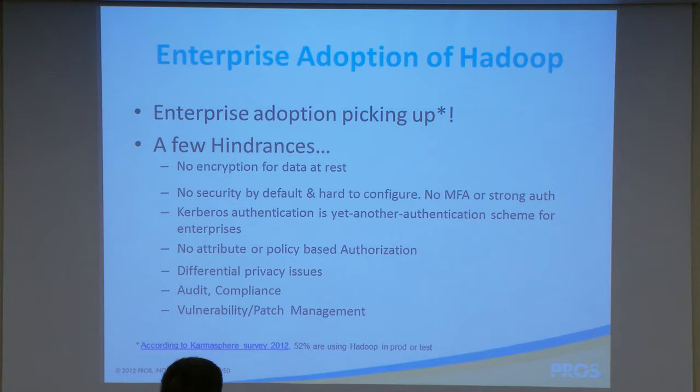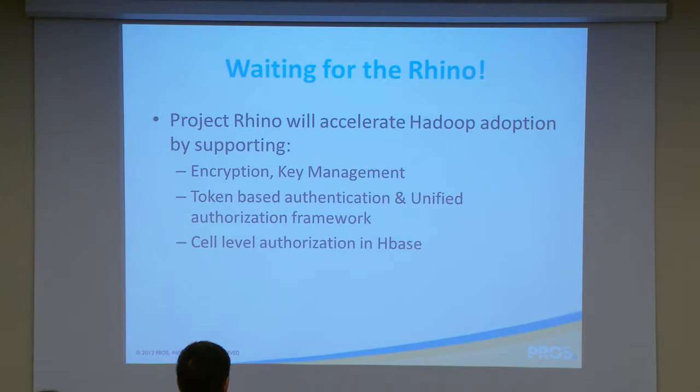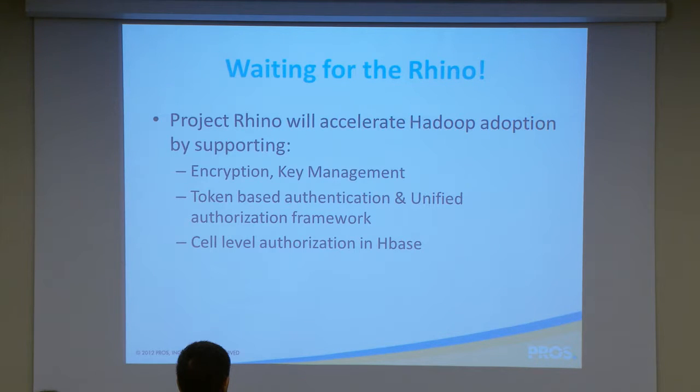So Project Rhino is something that will accelerate Hadoop adoption by supporting some of these things. I'm waiting for this because I think it has a lot of promise. It allows a token-based authentication, which is what I think most of us are moving towards. That frees us from traditional user password mechanisms after a while, and you just send the token. Limited capabilities, expires quickly. You can send these tokens out, and Project Rhino promises to support some of those. Encryption will be there on both, I think, at rest and in transit. There's also support for cell level authorization in HBase. So for example, you can say that SSN field is protected for these users. So this will be a significant step forward.